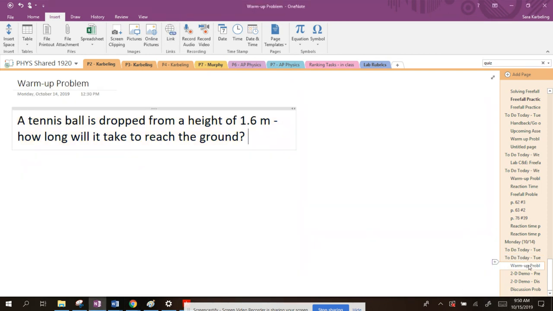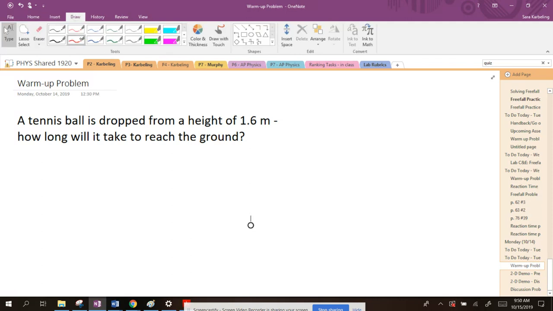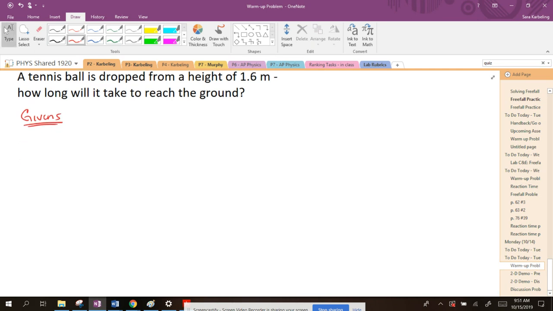Here we go. All right, so the warm-up problem says a tennis ball is dropped from a height of 1.6 meters. How long will it take to reach the ground? So we're going to go through this in our nice, thorough way. What's the first thing that you did when you solved this problem? You wrote down your givens. Absolutely, let's write down our little givens list. Who's got a given to tell me?